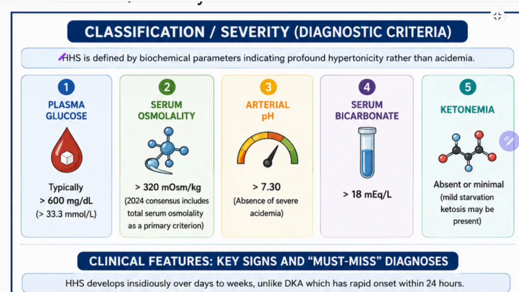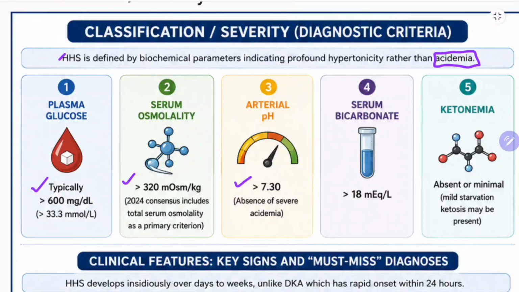HHS is defined by biochemical parameters indicating profound hypertonicity rather than acidemia. So you usually measure osmolality, the concentration or tonicity of the blood. Plasma glucose is typically more than 600 milligram per deciliter, and serum osmolality more than 320 milliosmoles per kg.